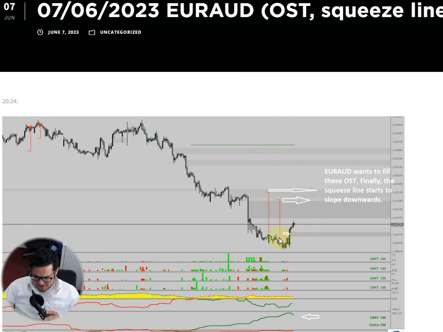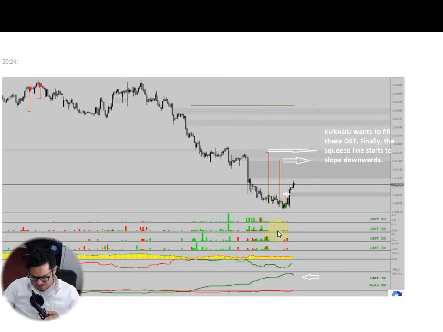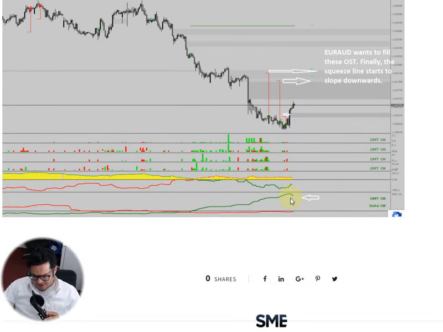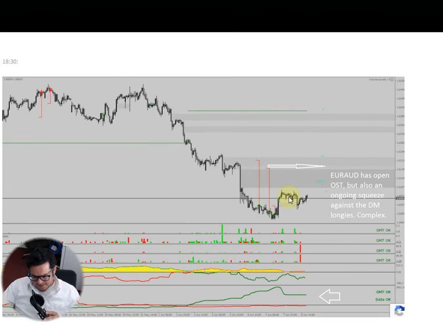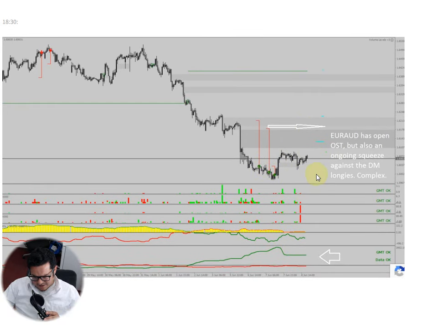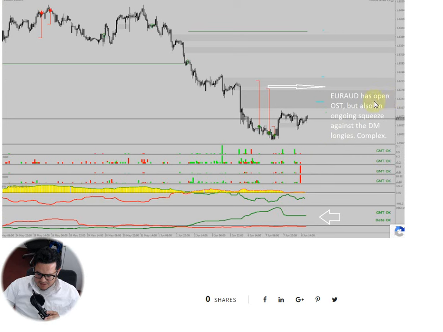So what happened then is, we had a bit of a downward sloping squeeze line, as you can see. So therefore, a move towards the upper strike targets, as shown before. But then again, the market went a little bit flat towards the end of the week. Okay. So as I wrote, Euro Aussie has an open option strike target, but also an ongoing squeeze against the dumb money longies complex. Okay.